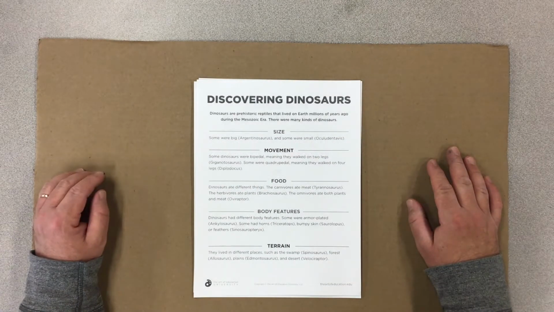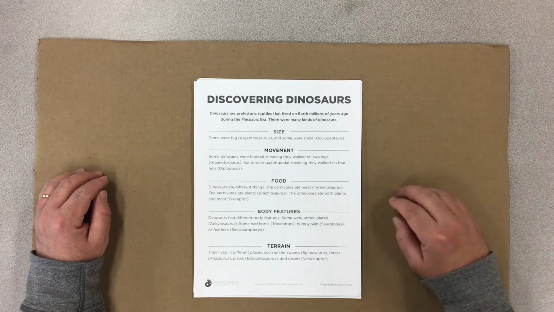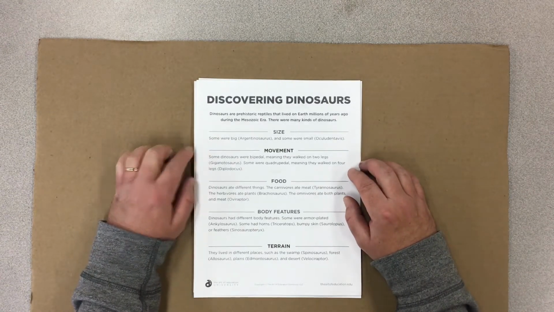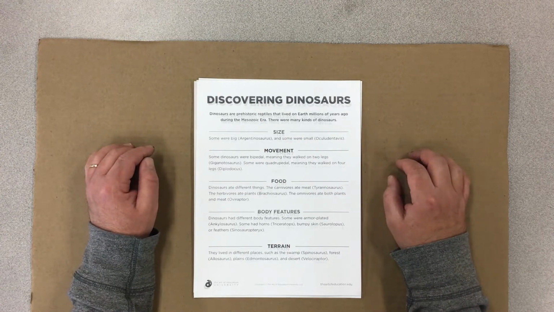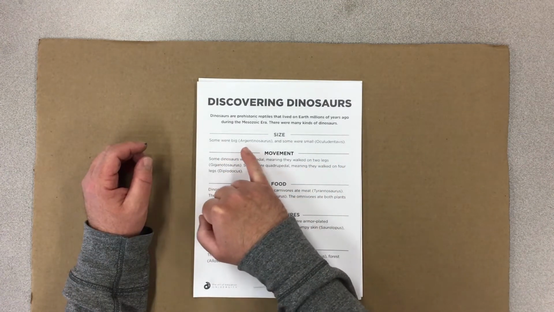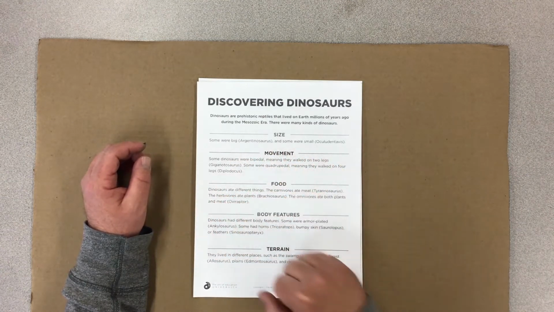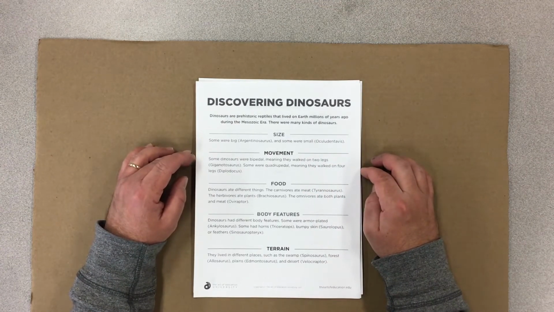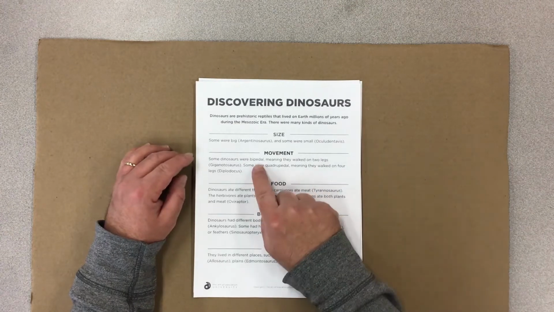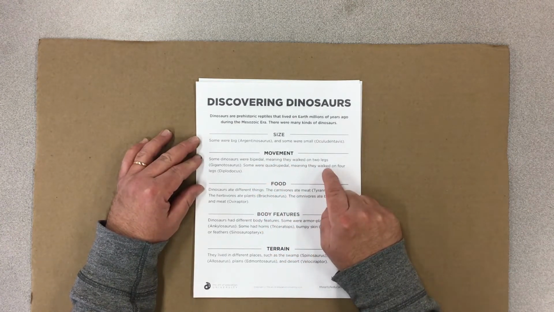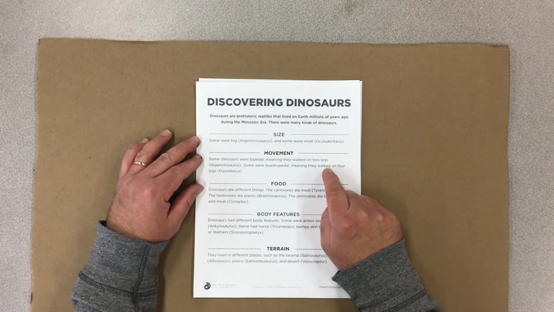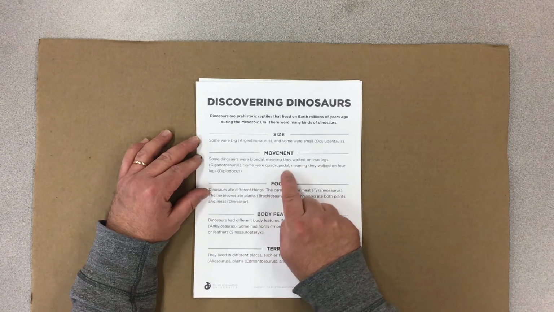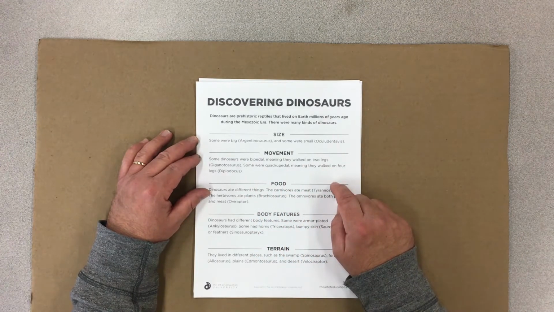When you are making your dinosaur, I would like for you to look over the files that are in our folder. Discovering Dinosaurs has some really great information. It lists examples of large and small dinosaurs. It talks about movement, how the dinosaurs would move around. Some were bipedal, which means that they walked on two legs, sort of like the T-Rex inspired dinosaur that I finished. Some were quadrupedal, meaning they walked on four legs.